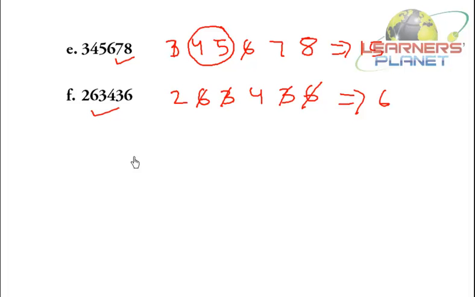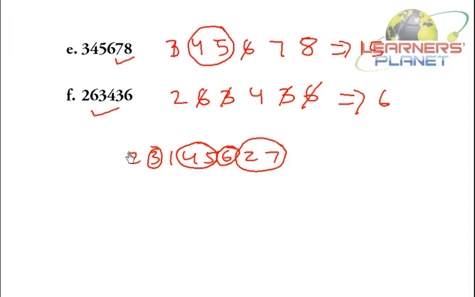Let's take a random example. 2, 3, 1, 4, 5, 6, 2, 7. Okay. Now in this case, 2 plus 7, it is divisible by 3. 4 plus 5, it is divisible by 3. 6 is divisible by 3. This 3 is divisible by 3. And the remaining numbers 2 and 1, that is 2 plus 1, it is also divisible by 3. So this complete number is divisible by 3.